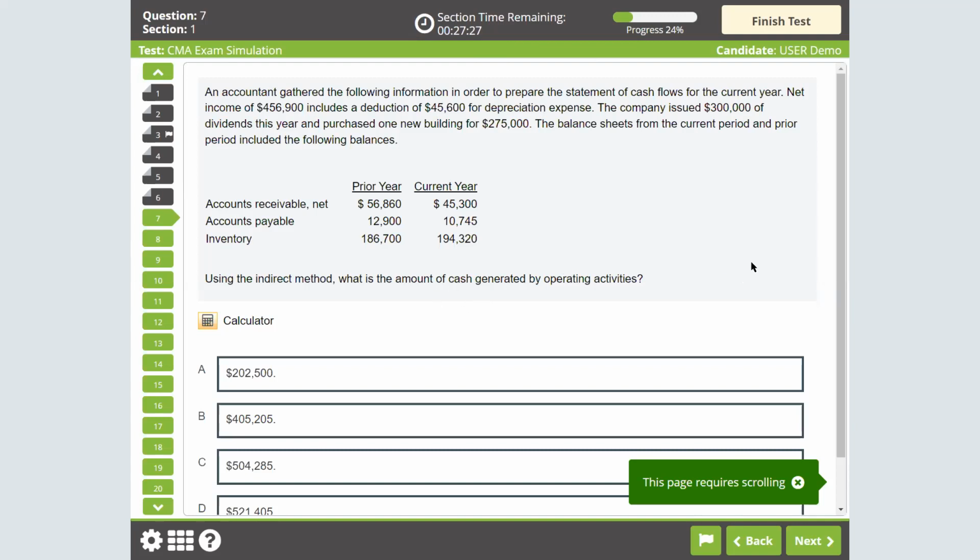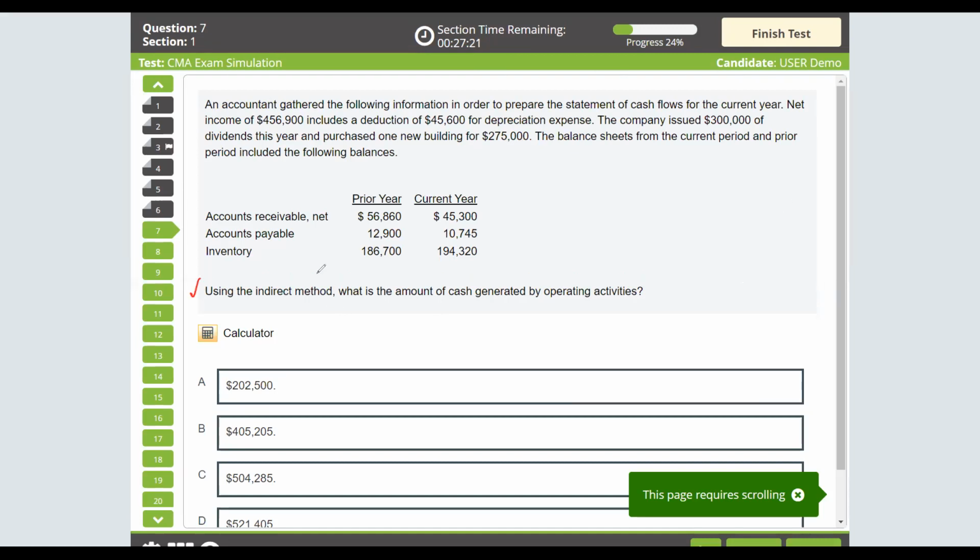So question number 7, all right, we have a bunch of data. I am not going to read everything, but I will go straight to the question. Using the indirect method, what is the amount of cash generated by operating activities? Great. So now I know I'm dealing with reconciliation. With the indirect method, we need to start with net income and add back any non-cash expenses, and then add or subtract the changes we have here. Net income was right here. This is our net income.